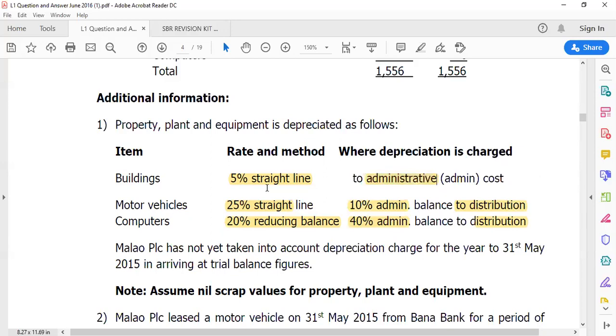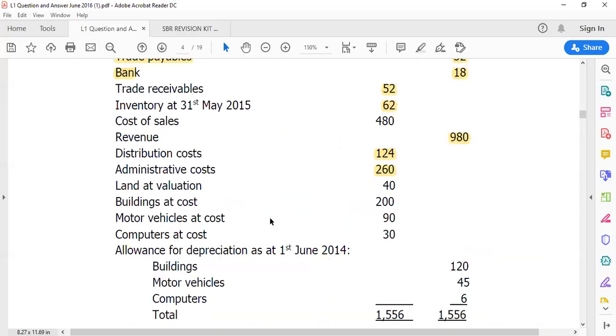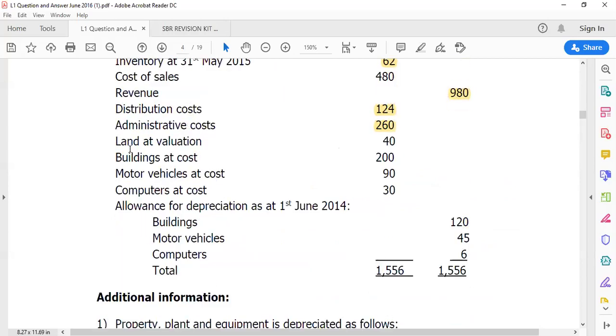Let's go to the figures in our SFP, in our trial balance. So I'm hoping that you've gotten the screenshot. Let's go to our assets. There go our assets. Land at valuation. So let me just work these ones out for you here quickly. Land at valuation. What have we been taught? There we go. We've been taught here. See the land? Land is 200, 200, 90, and 30. These are easy. Simply bring them the way they are.